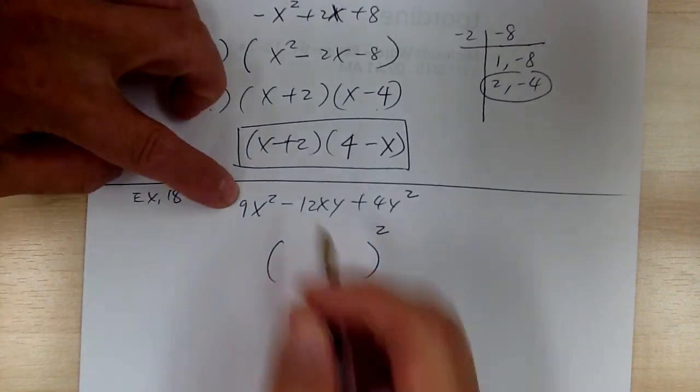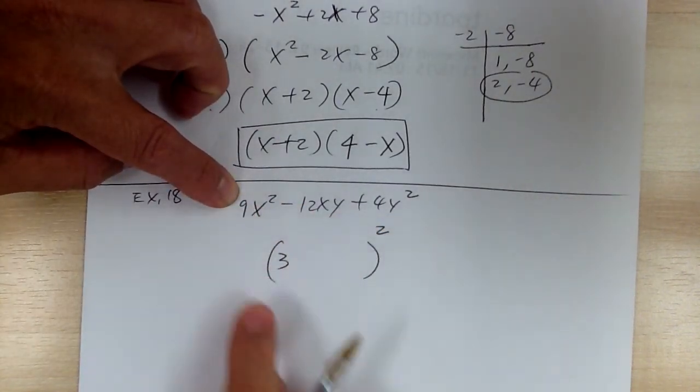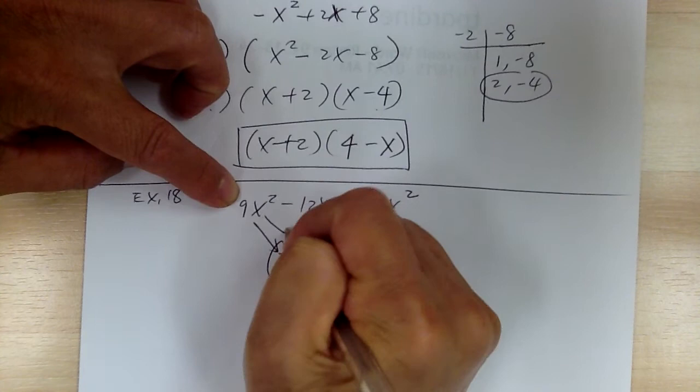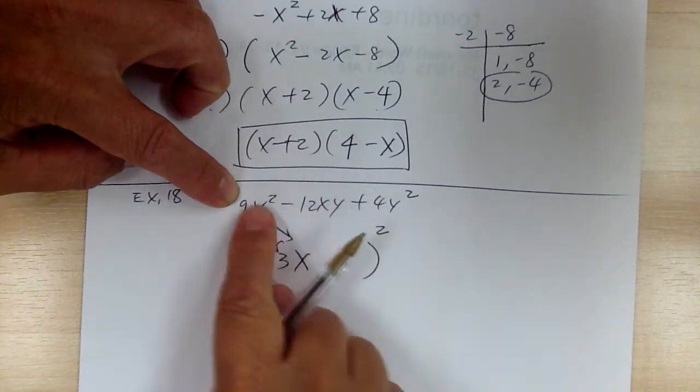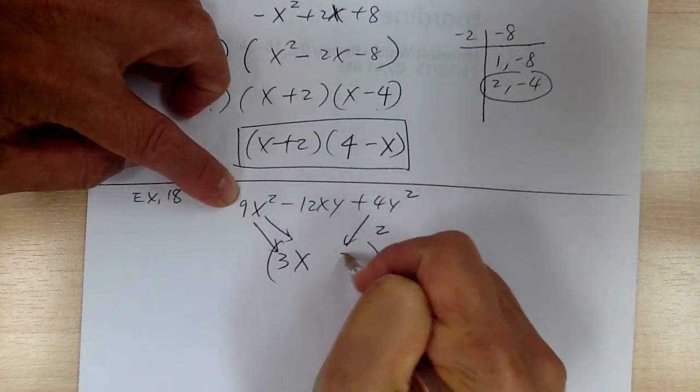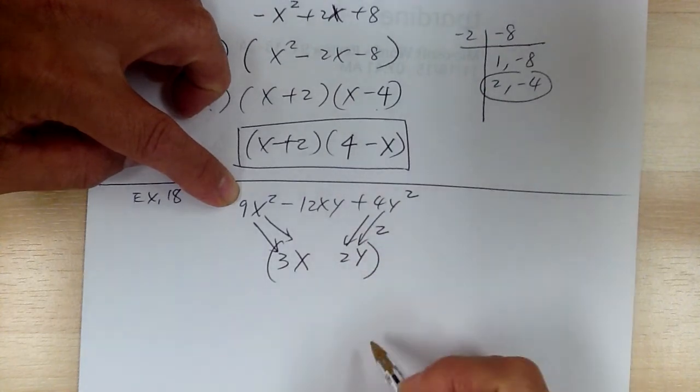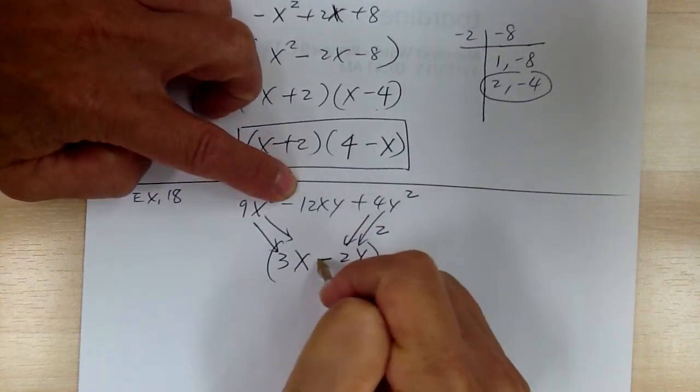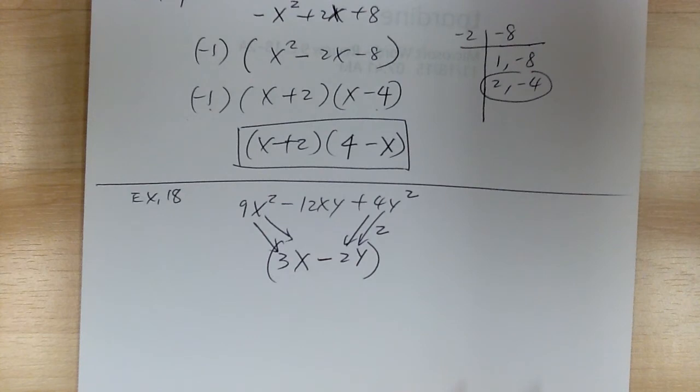To get 9, I need to have a 3, right? 3 squared gives me 9. From here I need to get 3x, right? x squared gives me x squared. This one will give me 2, and this will give me y, right? To match the middle, because it's minus, I need to have minus, right? Again, all I'm doing is just guessing right now.